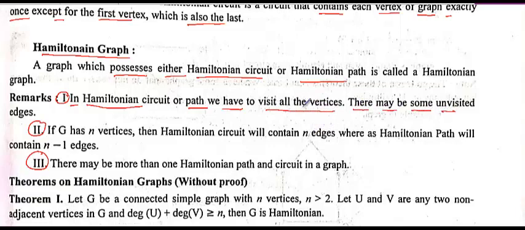There may be some unvisited edges. It means we are not particular about the number of edges. We are not visiting all the edges, but we are visiting all the vertices once. So this is the important thing. We may have some edges we are not visiting. Correct? If G has n vertices, the Hamiltonian circuit will contain n edges, because it is a connected graph also, whereas the Hamiltonian path will contain only n minus 1 edges.